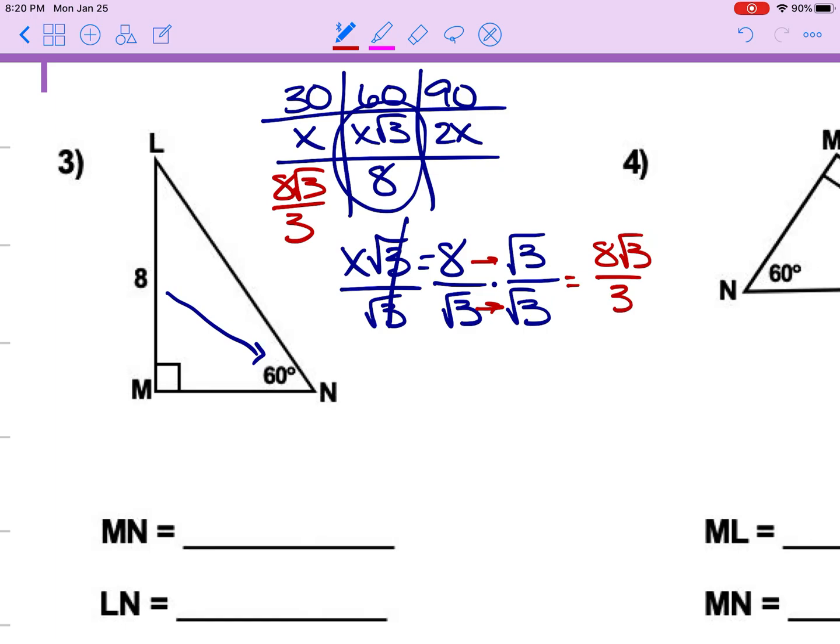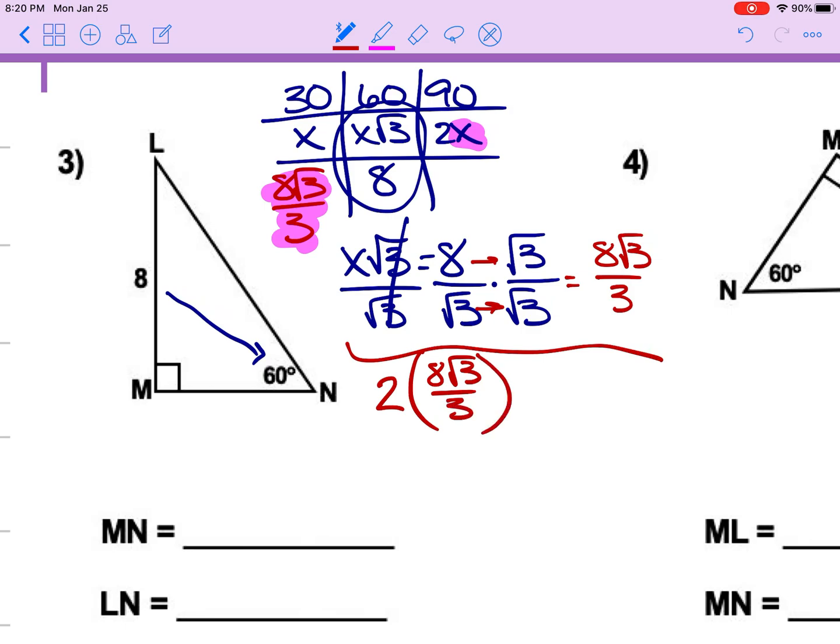Now we're going to take all of this and substitute it in for the x. So we're going to say 2 times 8 square root of 3 over 3. When we multiply by that whole number, all we can do is turn that into a fraction. And so we would really just multiply the 2 and the 8, which becomes 16 square root of 3 over 3. We don't want to double the denominator because that's not really multiplying it by 2. We want to make sure it's 2 over 1. And so that 16 square root of 3 over 3 would be our hypotenuse.